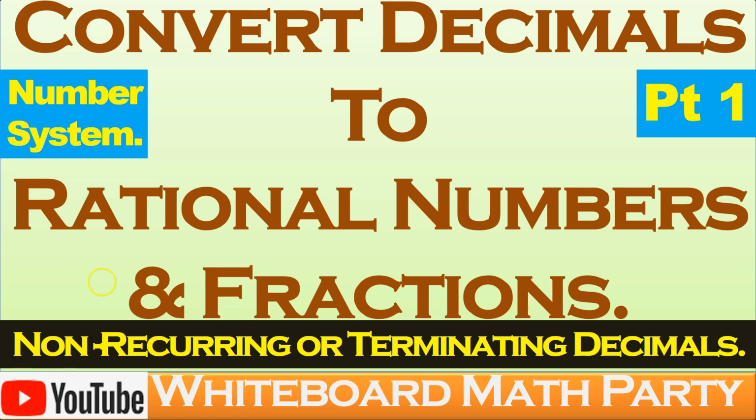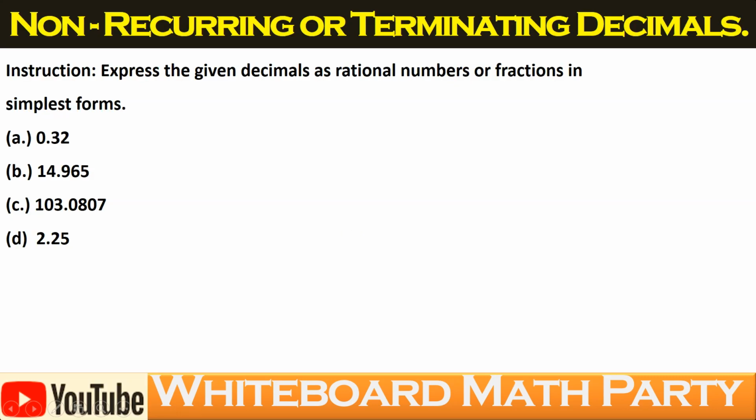So let's begin solving our problems by using the first example we have here. In the first example, we are asked to express the given decimal as rational numbers or fractions in simplest form. And the first example we'll have is 0.32. Now to solve this problem, I just bring out the first problem A and I write 0.32. I want to express this as a fraction or a rational number.